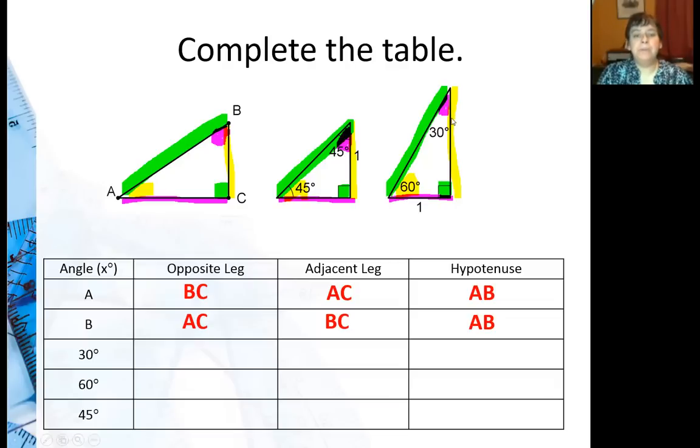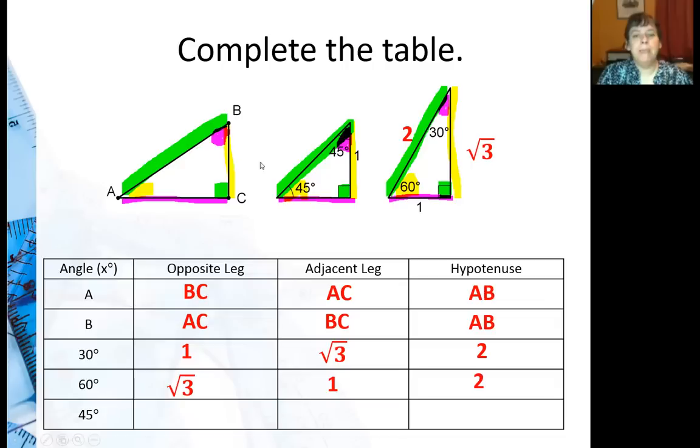Now let me move over to this triangle on the right for the 30-degree angle, and I'm going to fill in the sides. You should remember these from your math chart. The hypotenuse is 2, and the long leg is square root of 3. So for the 30-degree angle, the opposite side is 1. The adjacent leg is square root of 3, and the hypotenuse is 2. For the 60-degree angle, it's the opposite. Square root of 3 is the opposite side, 1 is the adjacent leg, but the hypotenuse is still the same.